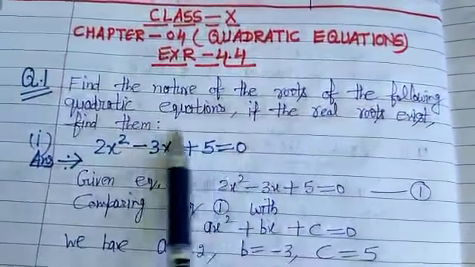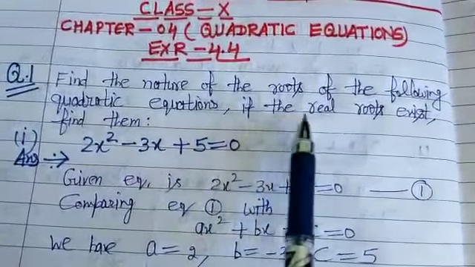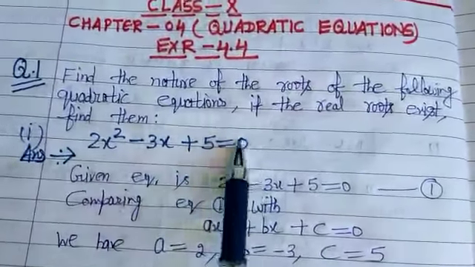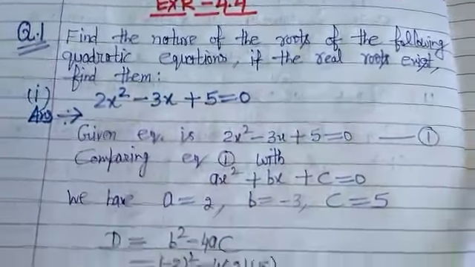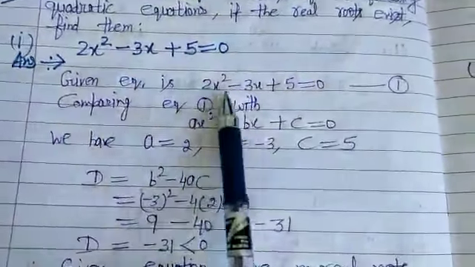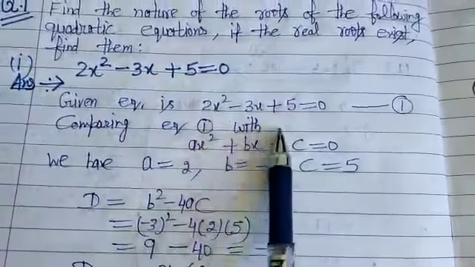Find the nature of the roots of the following quadratic equations. If the real roots exist, find them. So the first part is 2x² − 3x + 5 = 0. In the solution part, the given equation is 2x² − 3x + 5 = 0.